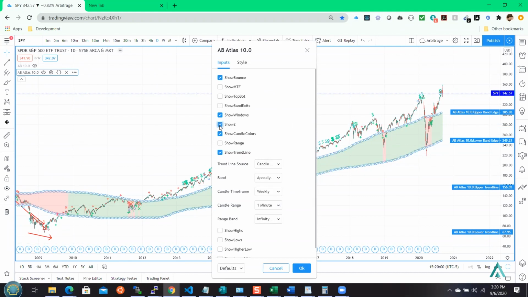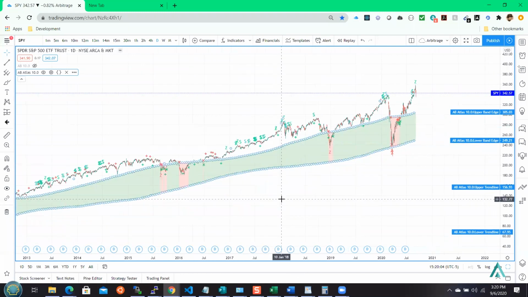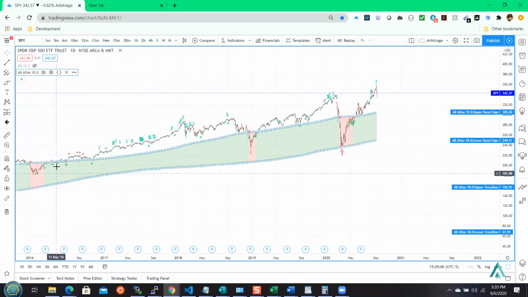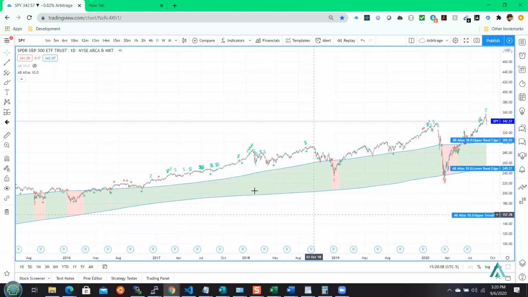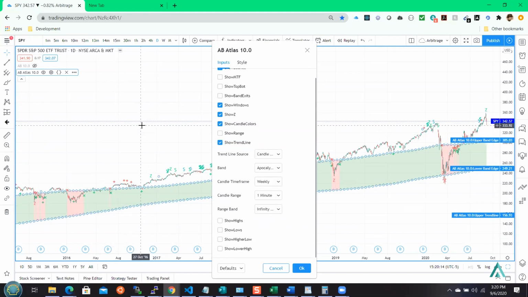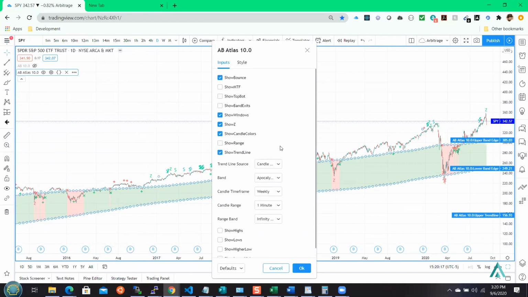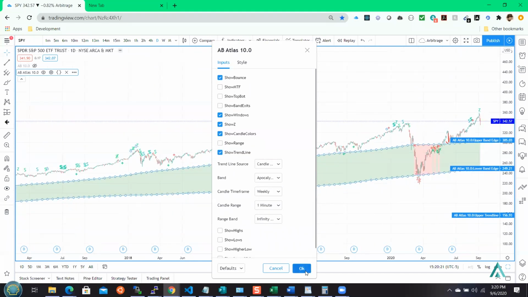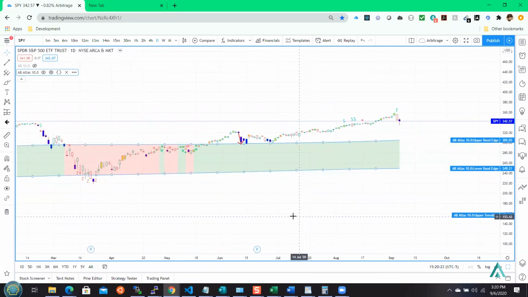We have Show Z. Show Z basically shows, because Atlas is becoming very crowded. If you see all the different pieces that it has to it, it scrolls even. TradingView has actually limited the number of things that I can put into Atlas, so some things had to die in this version, but don't worry, it didn't really die, just basically part of it died.